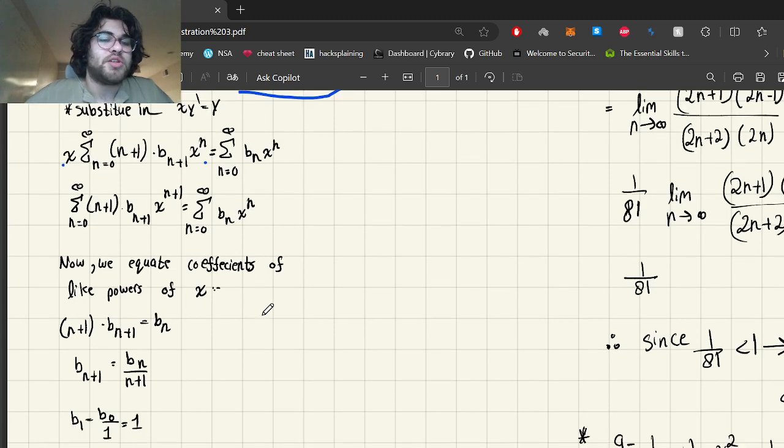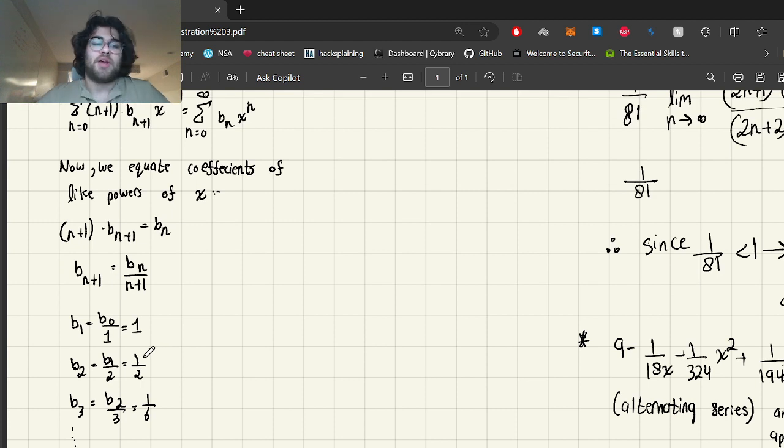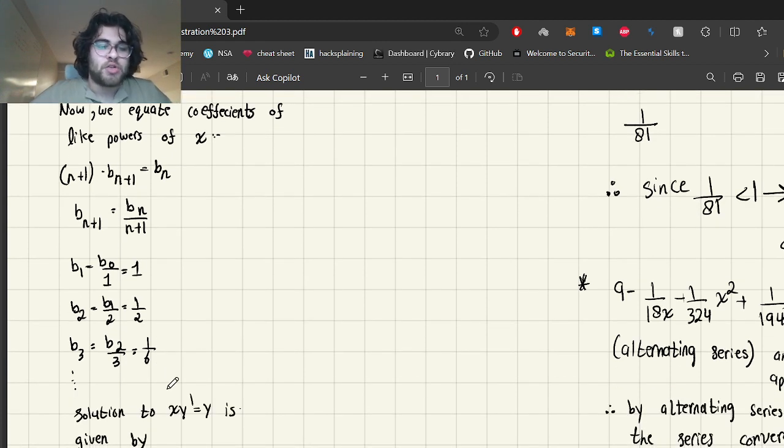So now we equate coefficients of like powers of x. At the end, we get n plus 1 times b(n plus 1) is equal to bn, so b(n plus 1) is equal to bn over n plus 1. Right now we need to find b1, b2, b3, which gives us 1 over 2, 1 over 6. So the solution to the equation x y prime equals y is given by this. This is the general solution for this ordinary differential equation.